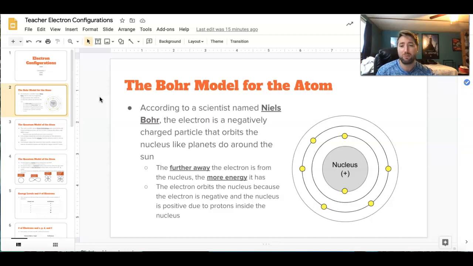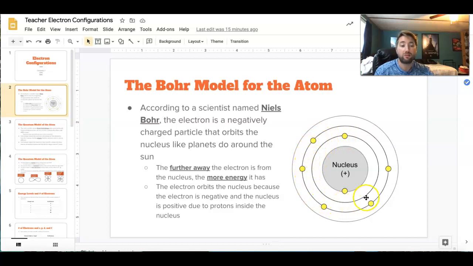So last week when we were doing our projects, we were talking about the Bohr model of the atom, and according to the scientist named Niels Bohr, the nucleus is positively charged due to the protons. The electrons are negatively charged, so they orbit around the nucleus. There's been tons of debate over the years about how they orbit around the nucleus, or what pattern they go in. So Niels Bohr said that they just orbit in circles around the nucleus, kind of like planets would around the sun.